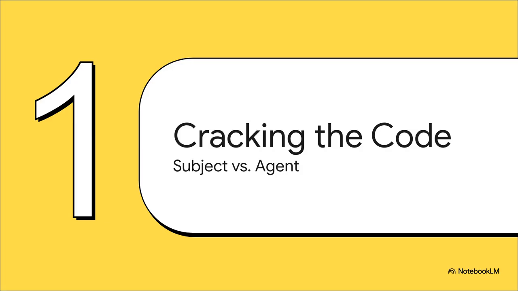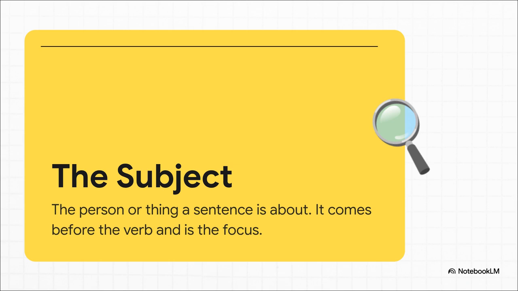All right, time to put on our detective hats. To solve this puzzle, we need to look for two key clues inside any sentence. These clues are going to tell us exactly what's going on. Let's call them the subject and the agent. So our first clue is the subject. The subject is just what the sentence is about. It's the main character, the main focus, and you'll almost always find it right before the verb. You can almost think of it as the headline of the sentence.